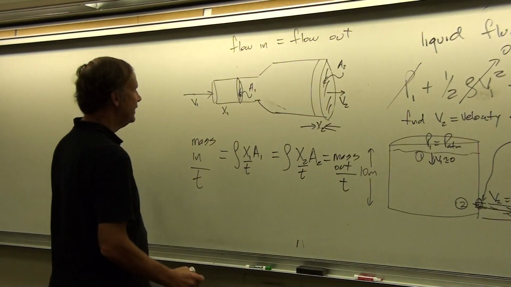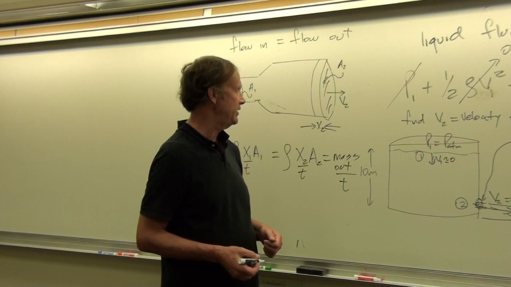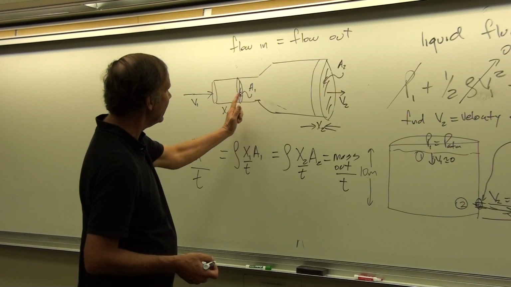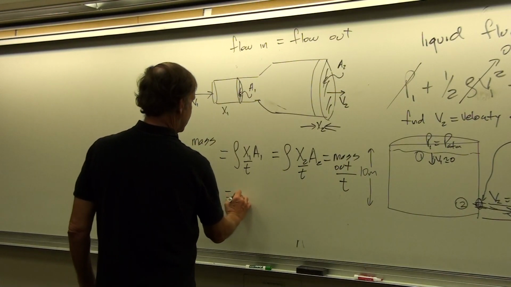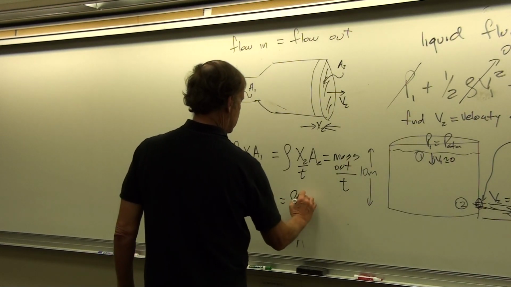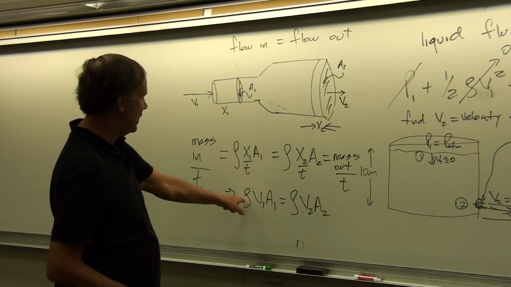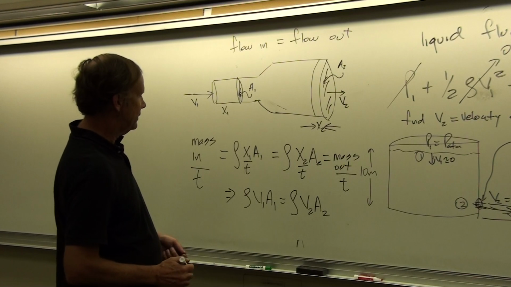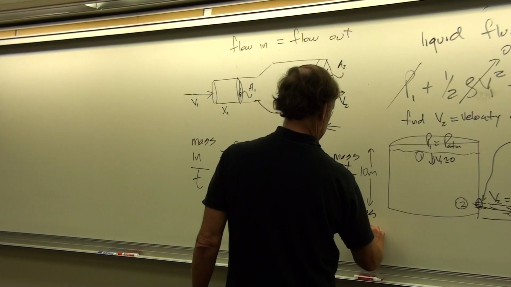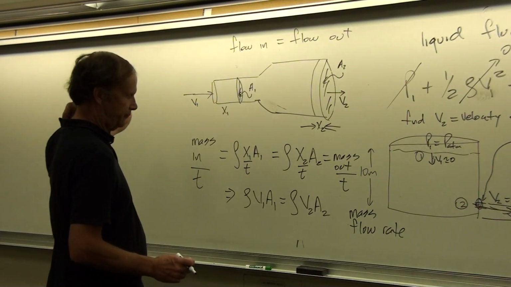And so the flow rate in, say in gallons per second, or in cubic centimeters per second, or however else you want to measure it, is going to just be equal to X1 divided by T, that's just the velocity, V1. So we can say that rho V1A1 equals rho V2A2. And so this then would be our flow rate in mass. And this is sometimes called our equation of continuity.